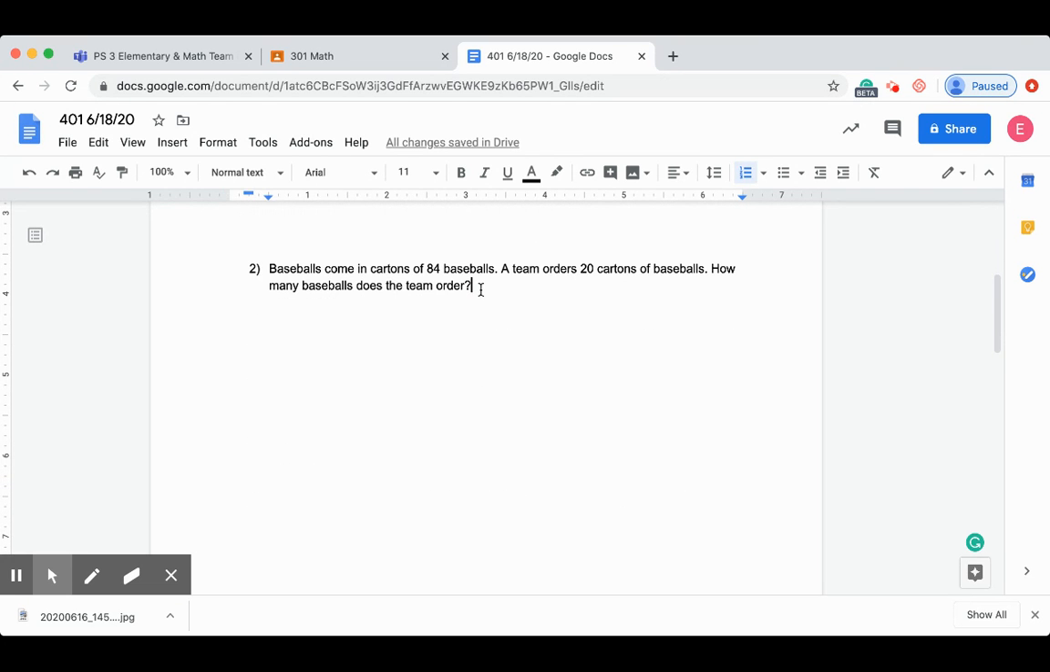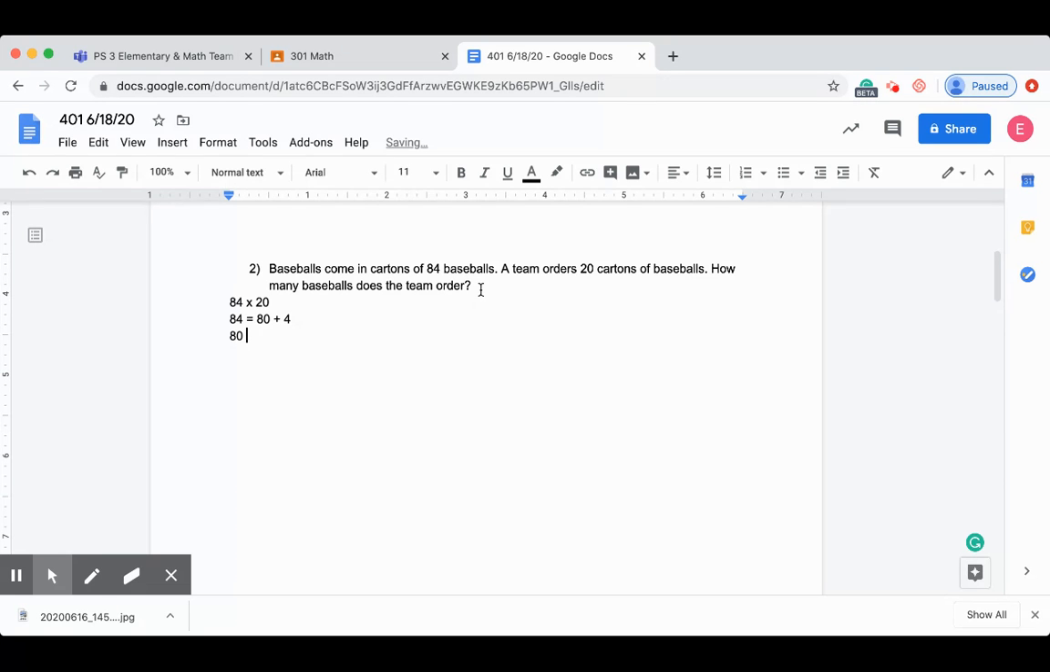Another problem you may see may be the same thing, only you're using a word problem. Baseballs come in cartons of 84 baseballs. A team orders 20 cartons of baseballs. How many baseballs does the team order? So I'm trying to solve 84 times 20. I'm going to do the same thing. I know that 84 equals 80 plus 4.